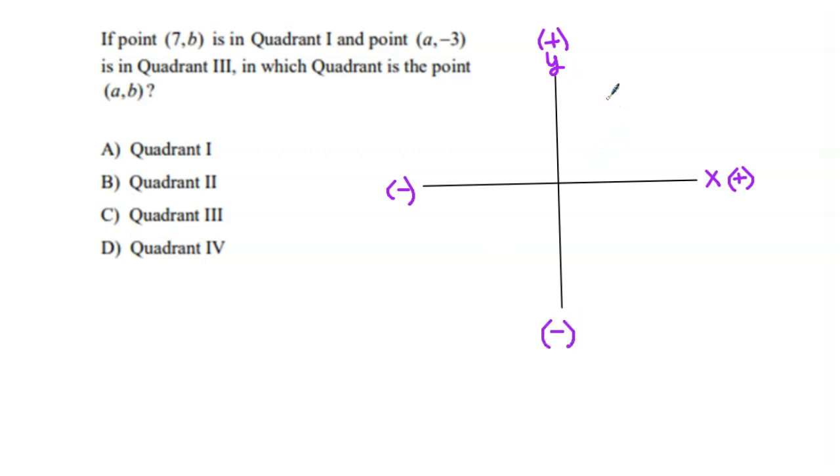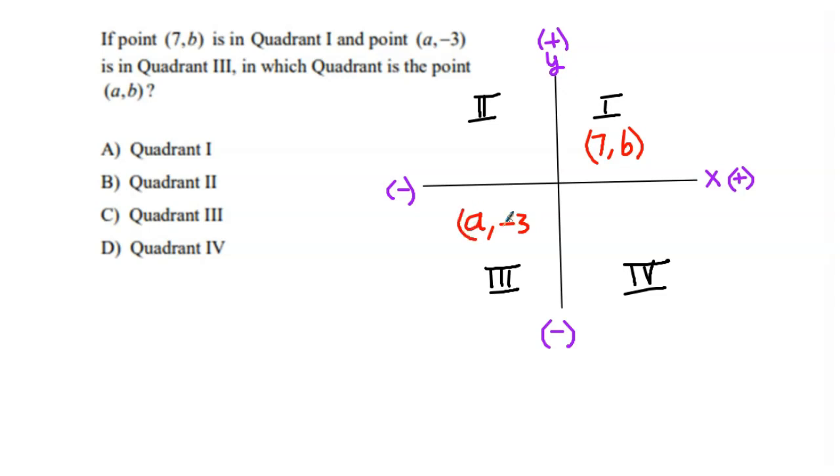You also have to know that when we label, we go counterclockwise. This is quadrant 1, 2, 3, and 4. Now let's go to the question. It said that point B is in quadrant 1. B is here. And point A is in quadrant 3. So we got A in quadrant 3.